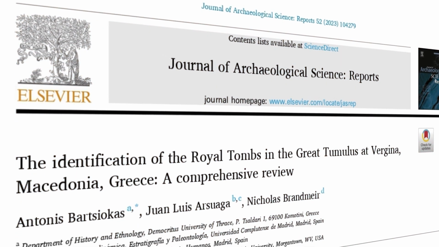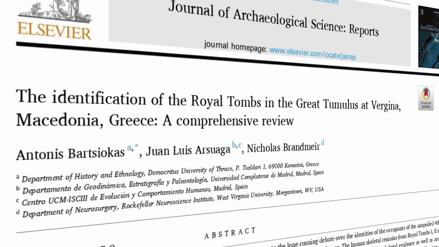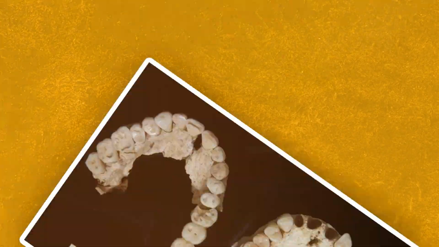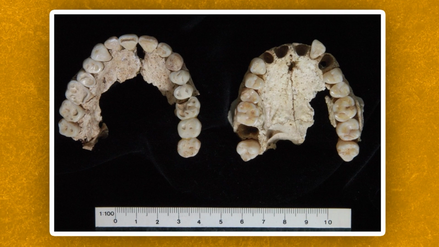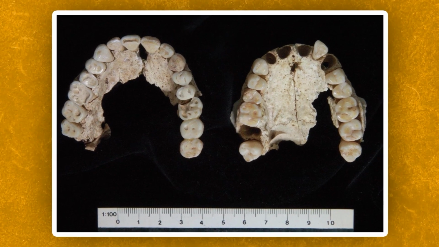So the new analysis aged the adult male at 45 years old, which actually matches up very well with Philip's supposed age of 47 when he was assassinated. Remember, he was Alexander's dad. Previous analysis had put the age of those remains at 25 to 35 at the time of death. But that was based purely on dental analysis. So we do know there were some teeth found among those bones.